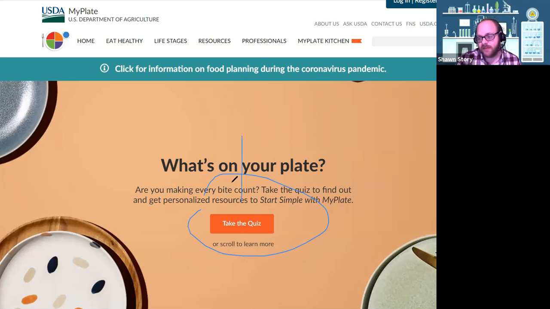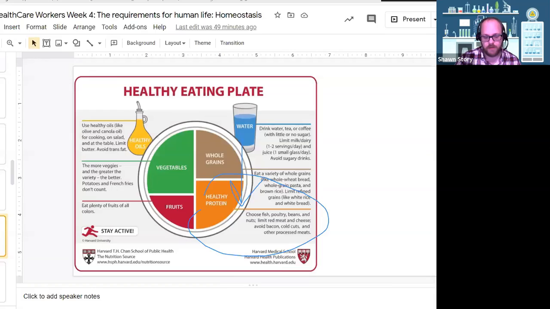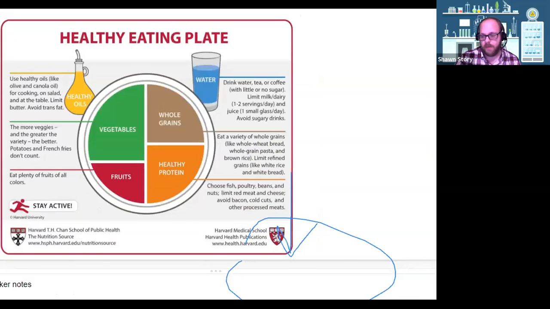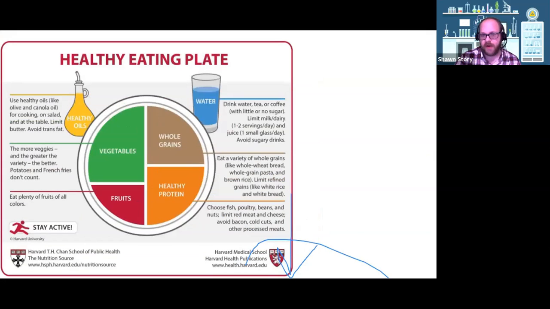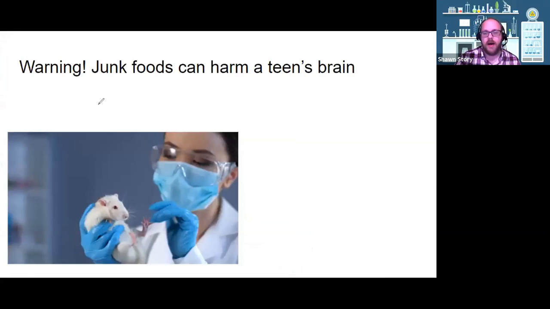One of the activities is optional. There are 2 quizzes, and you have to choose one of the 2. You can take this quiz and look at what's on your plate and just see what are some of the things that they suggest that you should change or keep doing with your diet. And that's from the Department of Agriculture. All right, so moving on.